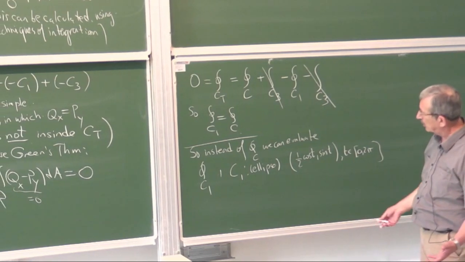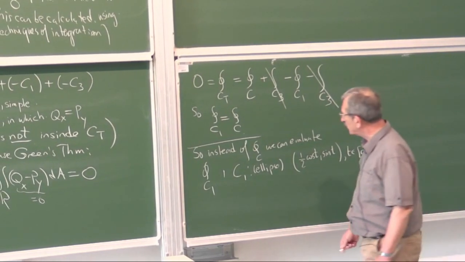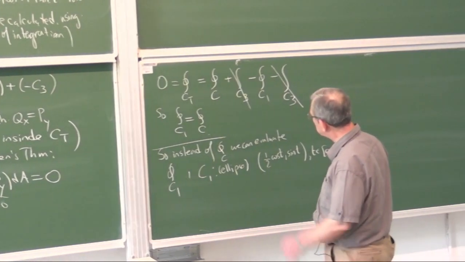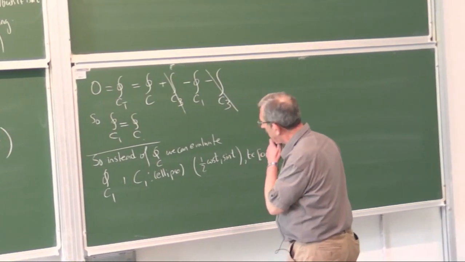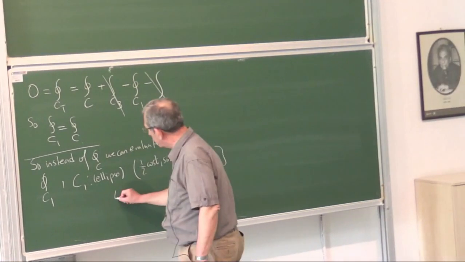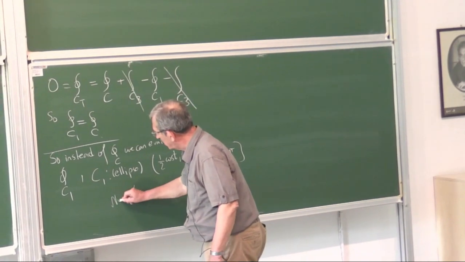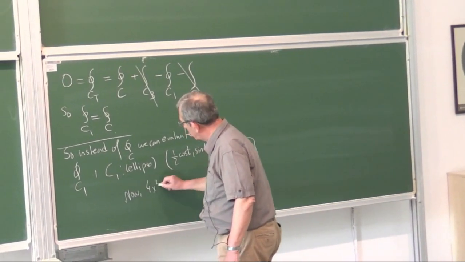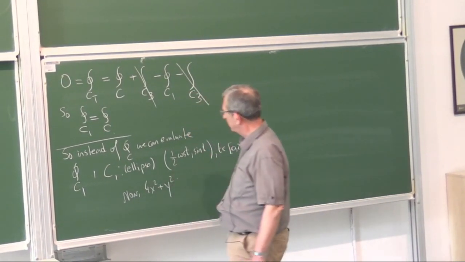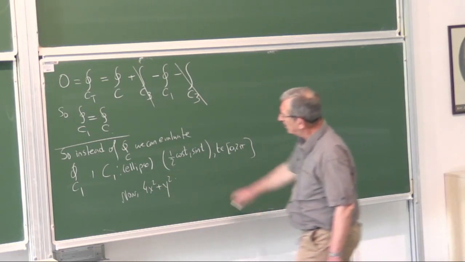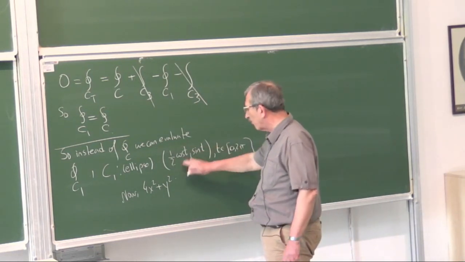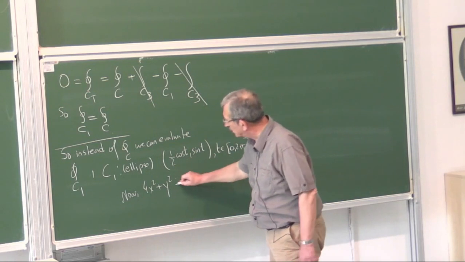Of course, now, in this ellipse, 4x squared plus y squared, well, x squared is 1 over 4 cosine squared, so it's equal to 1.